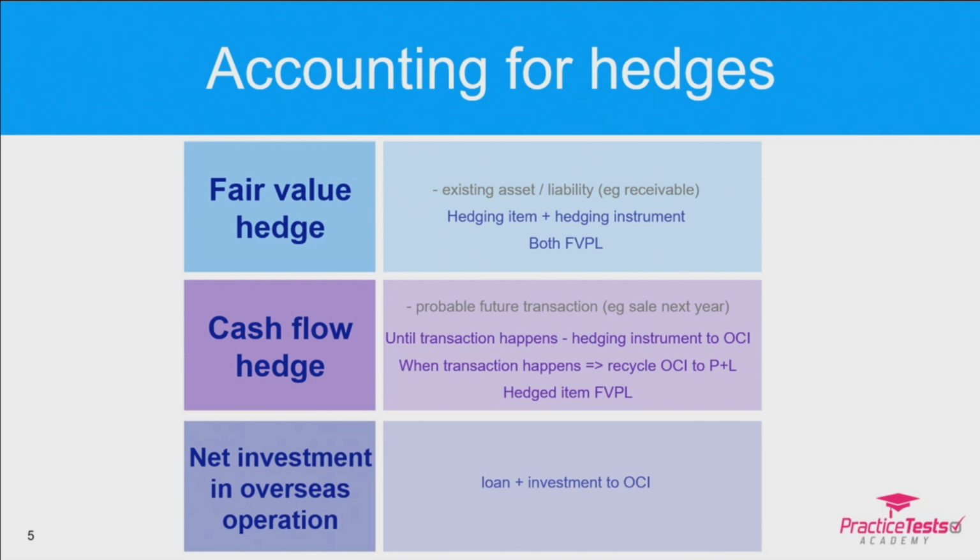Now, coming onto accounting for hedges, there are 3 types of hedges that you need to be aware of. And let's cover the 3 types of hedges first, and then we'll talk about how we account for them. First of all, there's a hedge on an existing asset or liability. So if you've already sold something to an overseas customer, for example, and you have a receivable denominated in foreign exchange, and then you take out, say, a forward contract or a futures contract to protect your position there, that's what's known as a fair value hedge. So the key word here is existing. It's an existing asset or liability, like a receivable.